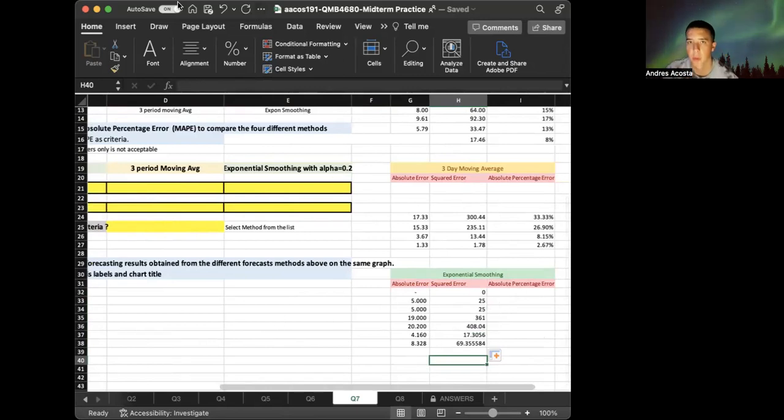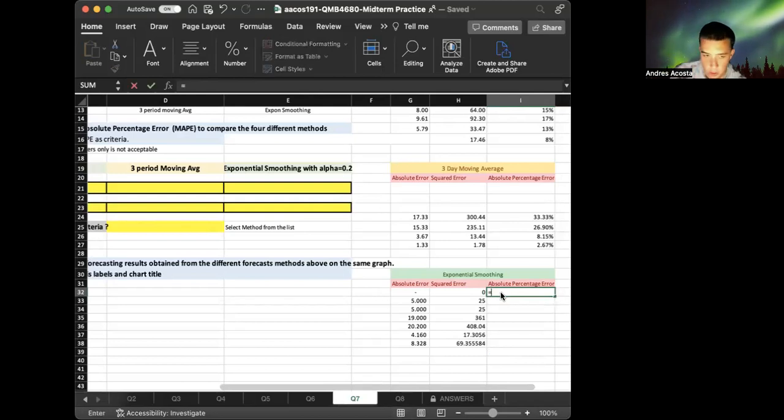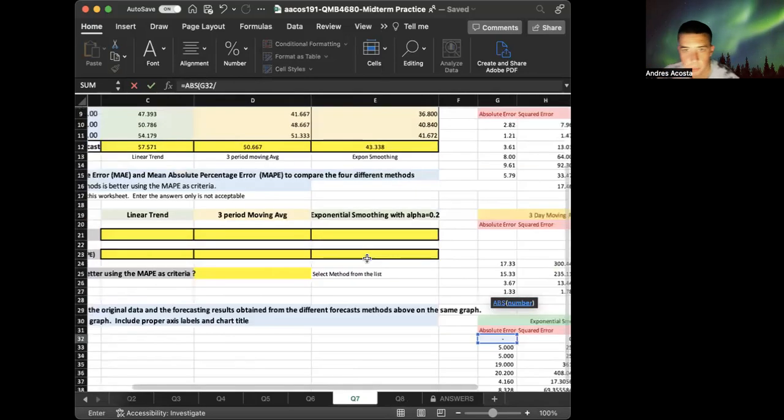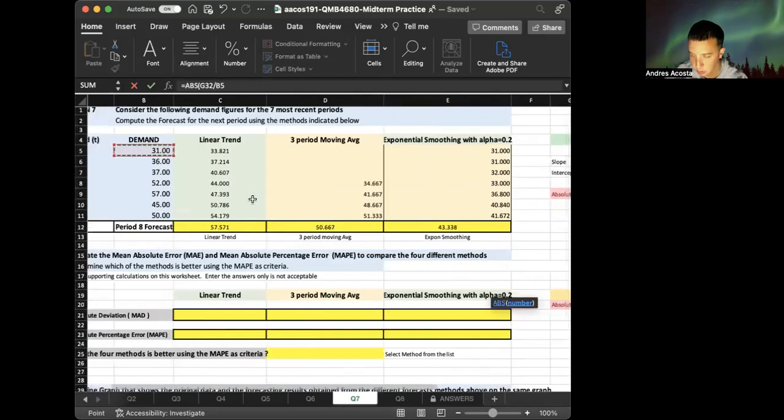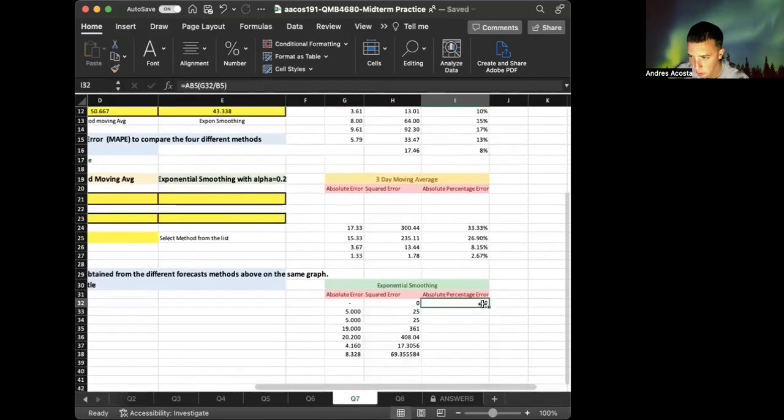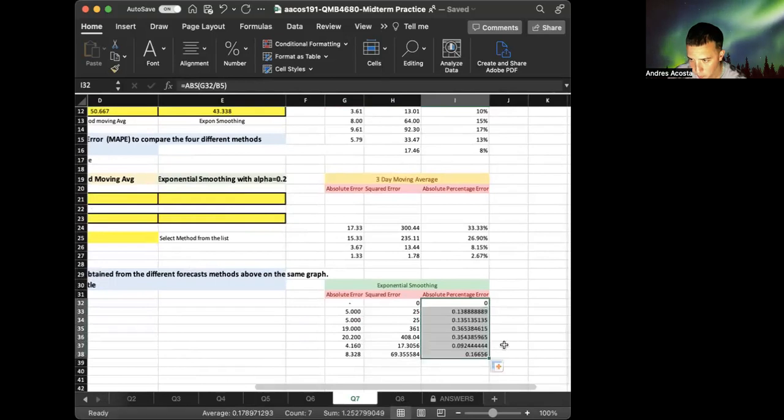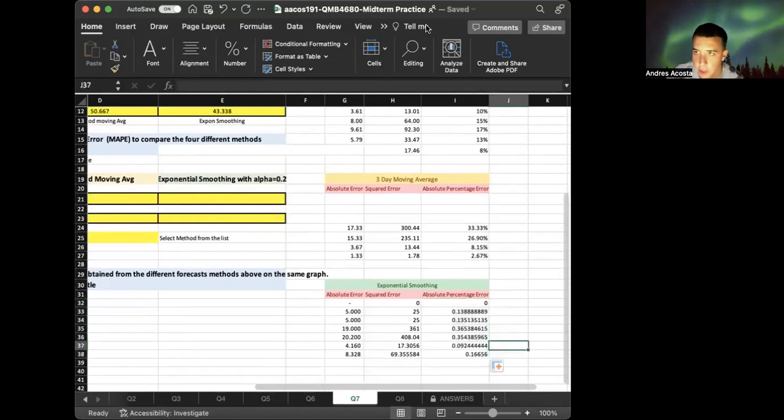Alright, and now for the absolute percentage error, we will ABS, select our error, and divide it by the actual demand. Click enter. And we'll just scroll it all the way down. Perfect. And that is our absolute percentage error for exponential.